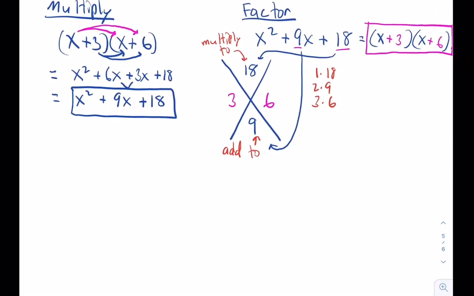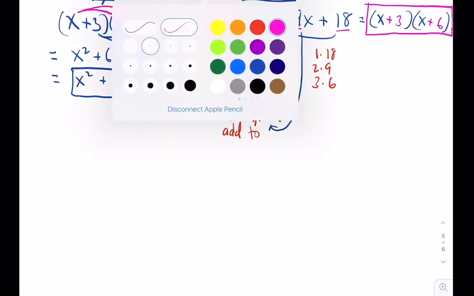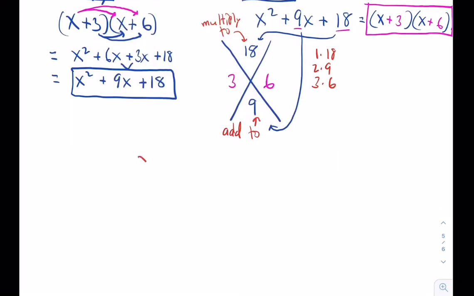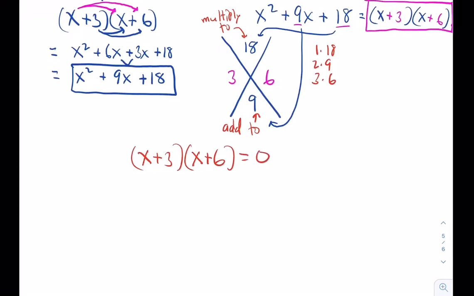I'll show you why that is important. So why do we need that? Factored form gives us an opportunity to solve it, and that's going to help us graph it. Like last time, we did the zero product property. If we had x plus 3 times x plus 6 equals 0, to help us solve it, we will use the zero product method.